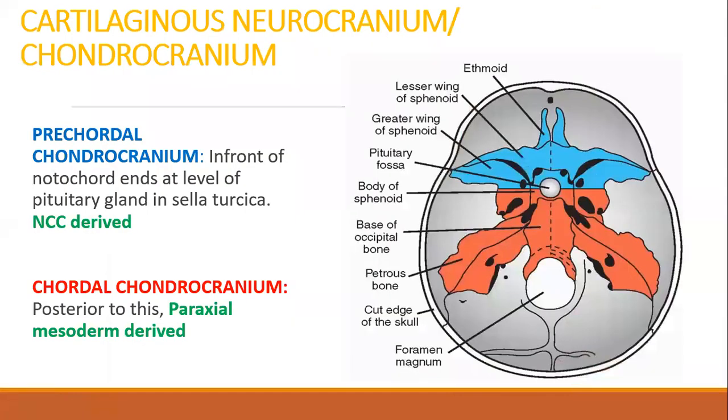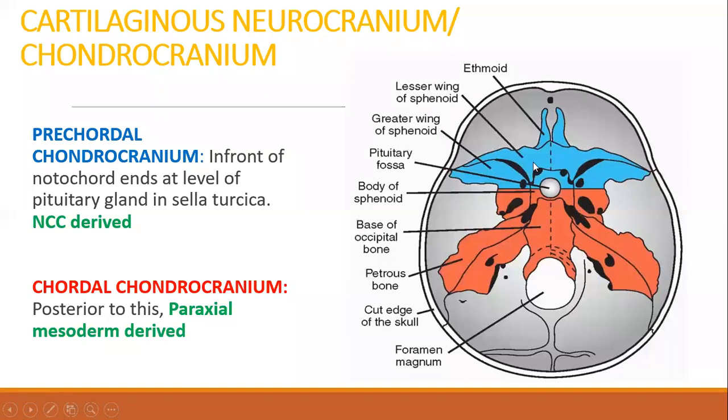Now we have discussed the membranous neurocranium. Now we are going to take up cartilaginous neurocranium, the part which is also known as chondrocranium. Chondro is for cartilage and cranium is for the skull. Chondrocranium basically includes the base of the skull. It is divided into 2 parts, the precaudal chondrocranium and the caudal chondrocranium.